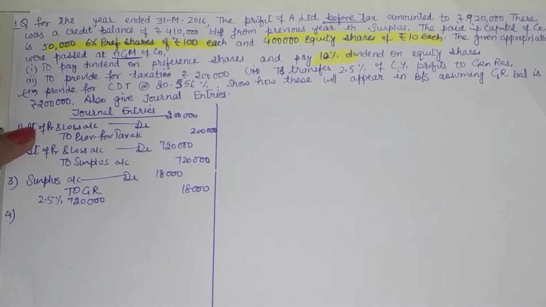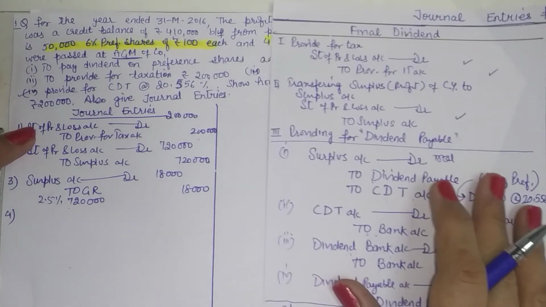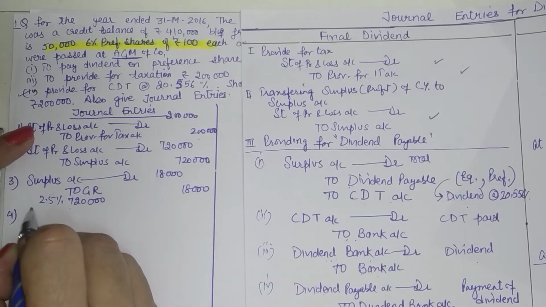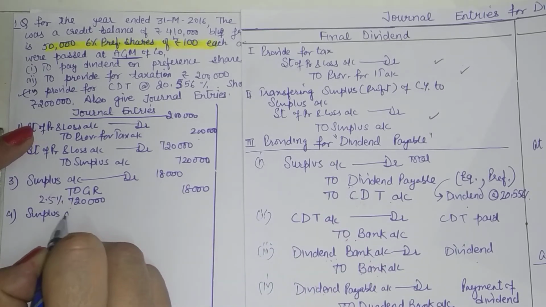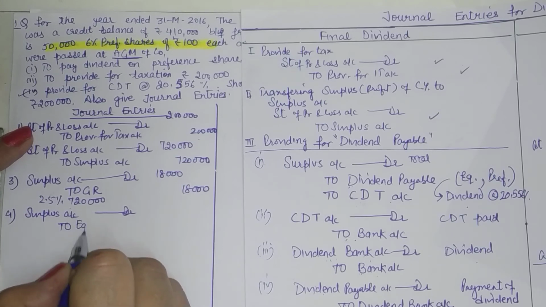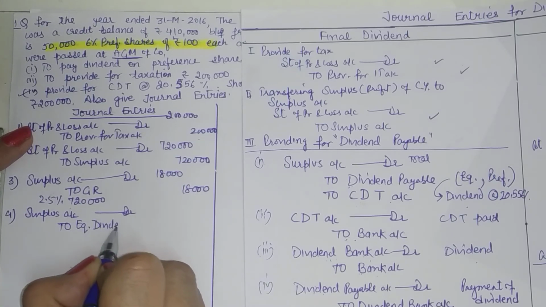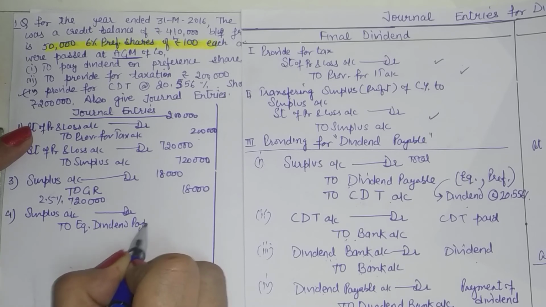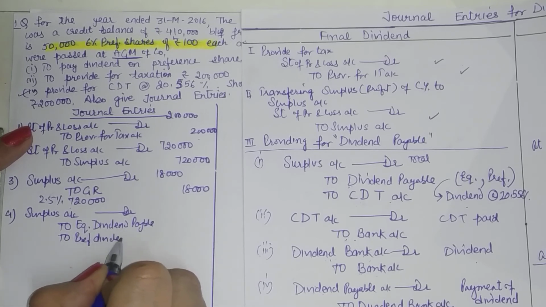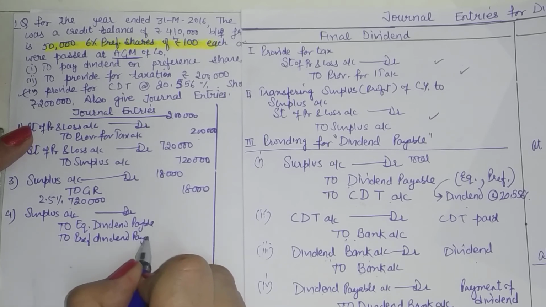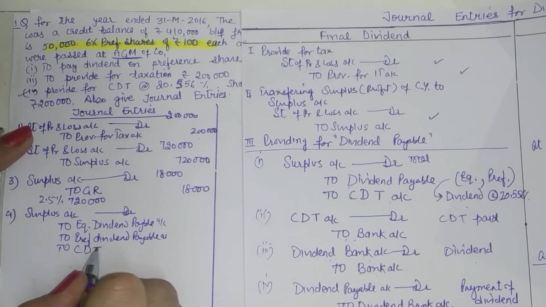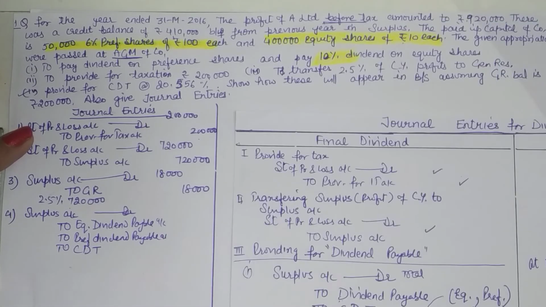First of all, we'll have to provide for the dividends, right? That means surplus to dividend payable and CDT. So your journal entry will be surplus account debit to dividend payable, which is both on equity as well as preference. So equity dividend payable, preference dividend payable, and CDT.